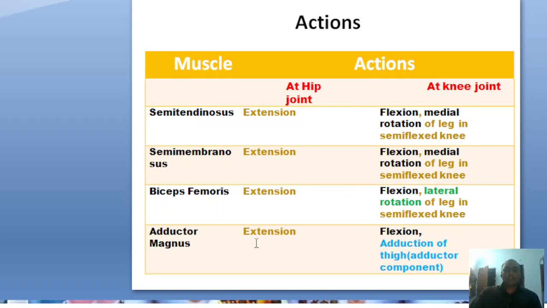Adductor magnus: extension at hip joint, flexion at knee joint, and adduction of thigh, because it belongs to the adductor compartment. So the action is adduction of thigh. So this is the action of all hamstring muscles at hip joint and at knee joint.